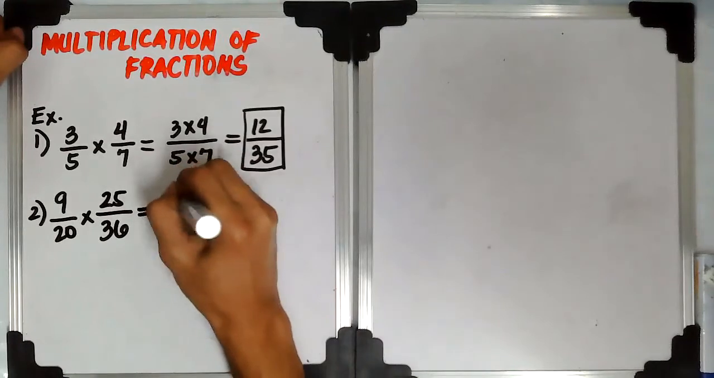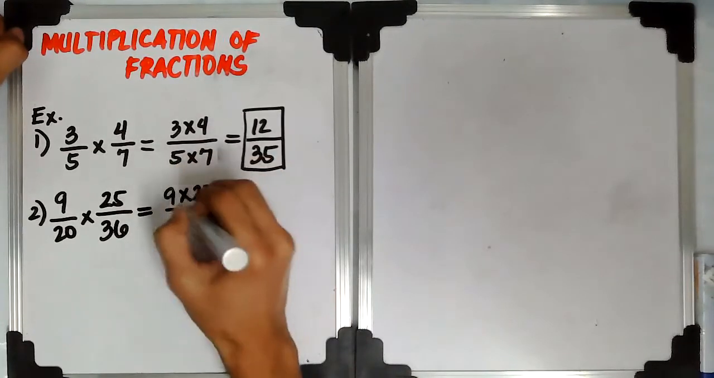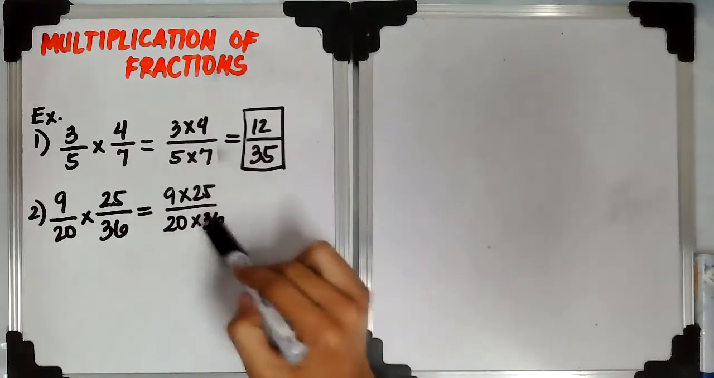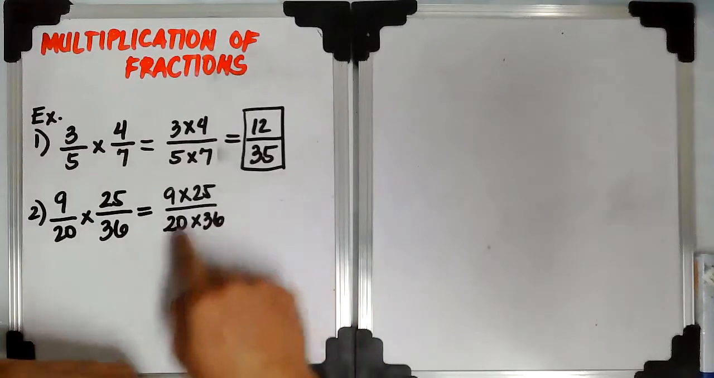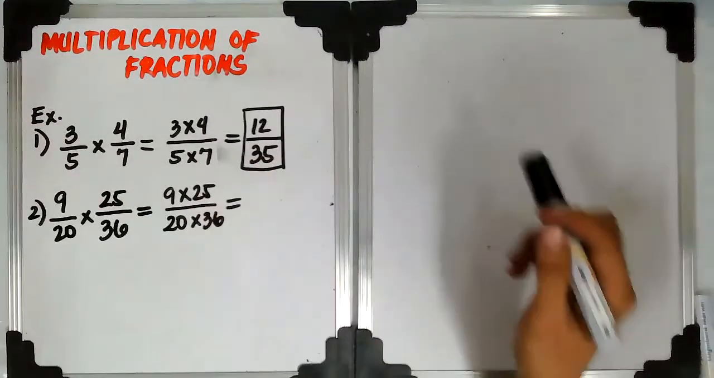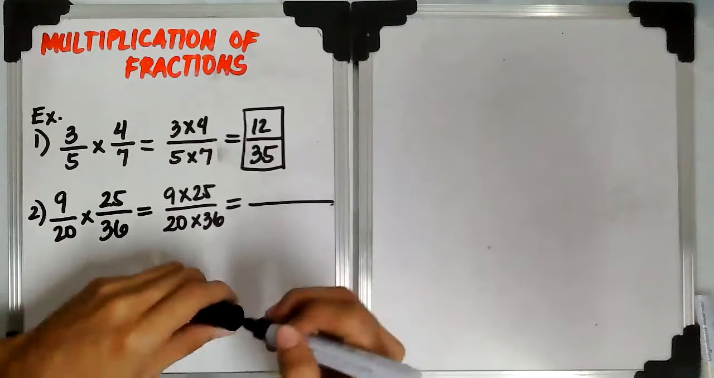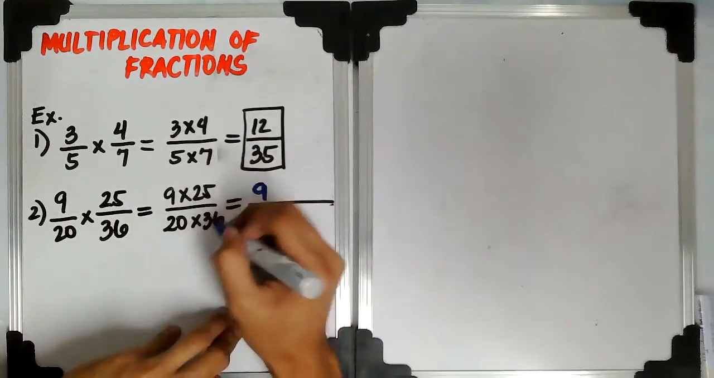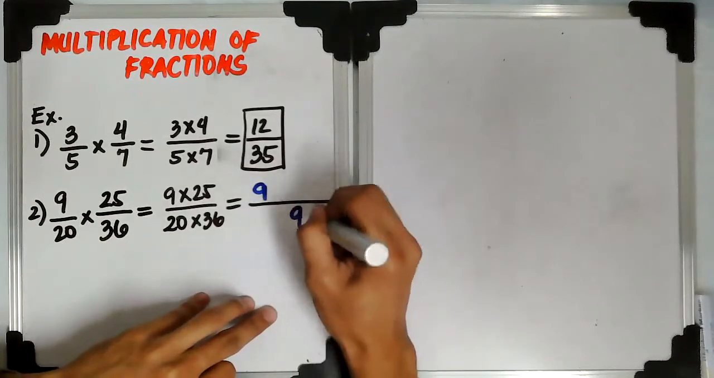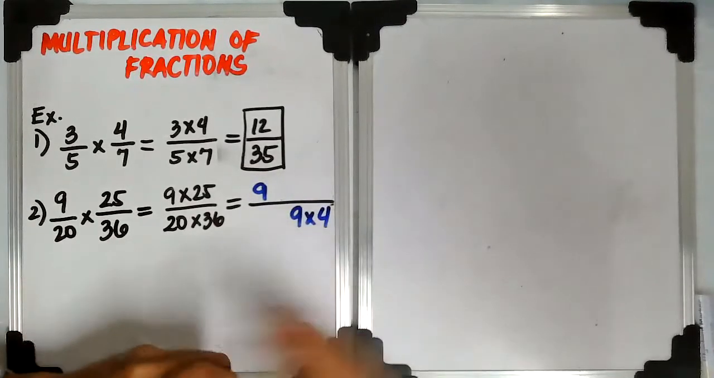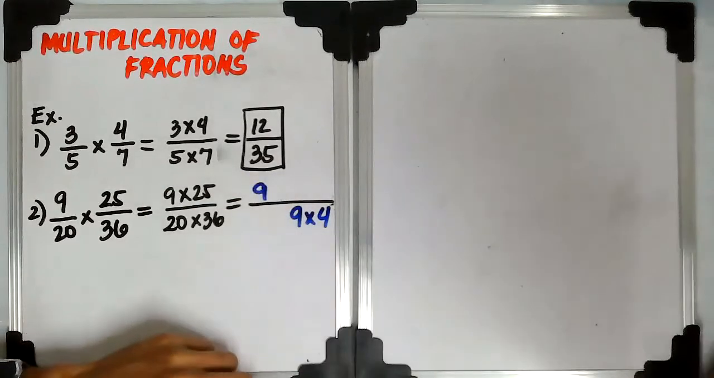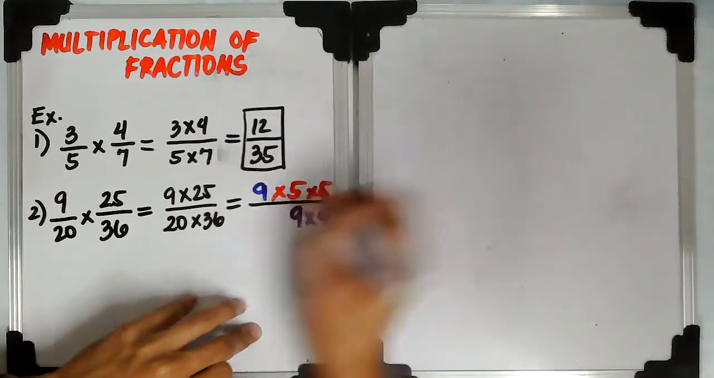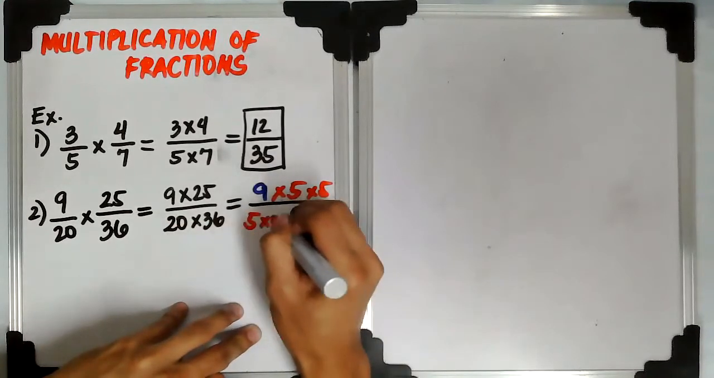So this will be equal to 9 times 25 all over 20 times 36. As you notice, 9 and 36 have a common factor, and 25 and 20 also have a common factor. So we're going to rewrite it in a way where you can see their common factors. All right. So let's use blue for 9. So this will be 9. And in 36, the factors of 36 are 9 times 4. All right. And let's use red for 25 and 20. The factors of 25 are 5 times 5. And the factors of 20 are 5 times 4.